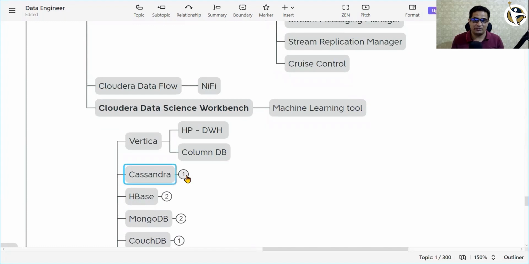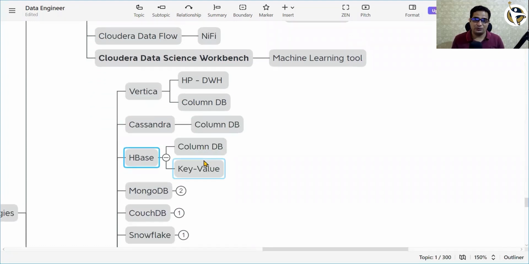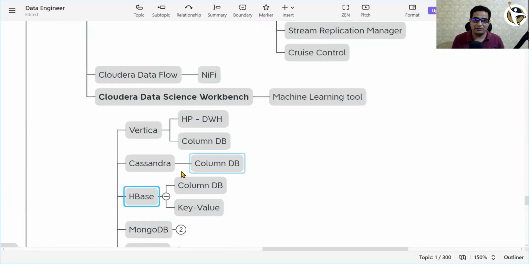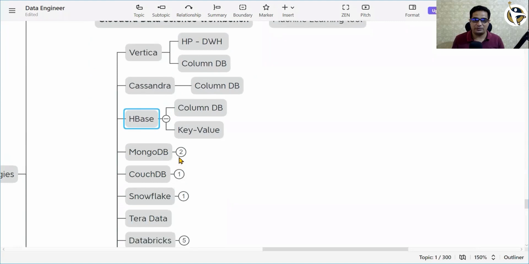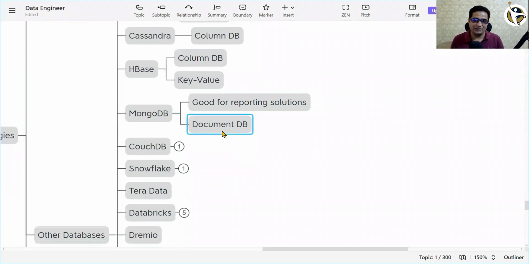So apart from that, there are other volume databases also, like Vertica, which is an HP tool, and it is a column oriented database. Again, Cassandra is also very popular. HBase is also popular when it comes to volume databases. It is by default part of the CDP platform that we already saw. MongoDB is also very popular. MongoDB has one capability where you can store the data in a JSON kind of format, and I found it very interesting when it comes to reporting solutions. It is a document DB.